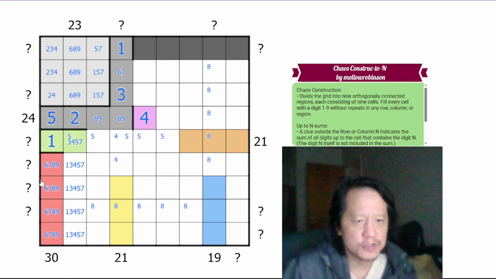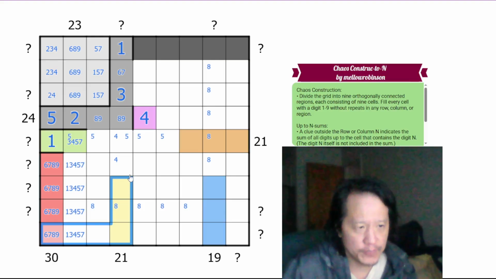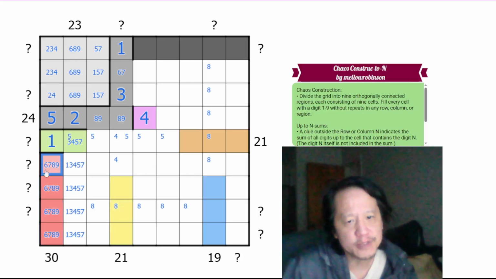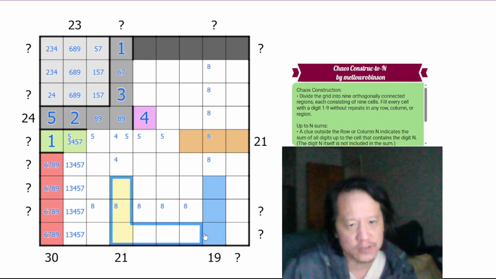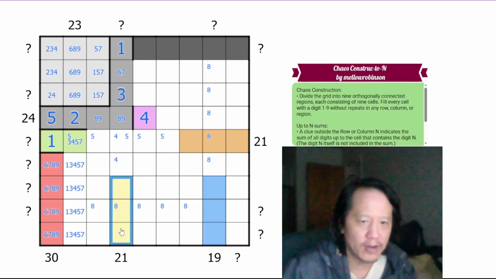Green is a different region than red, guaranteed. Red cannot be part of yellow. If red is part of yellow, it would be 1, 2, 3, 4, 5, 6, 7, 8, 9, but then that adds up to way too much. Oh, yellow can't be part of blue either, because you have 21 here and 19 here. That's 40 plus 3 digits, which would be 1, 2, 3 at minimum. So that's 46 as a region, which is too large. Yellow has to be its own region.